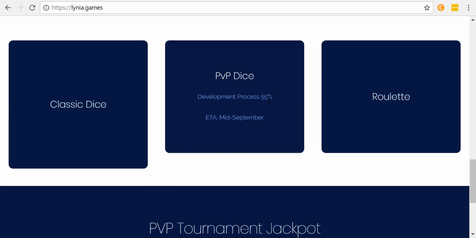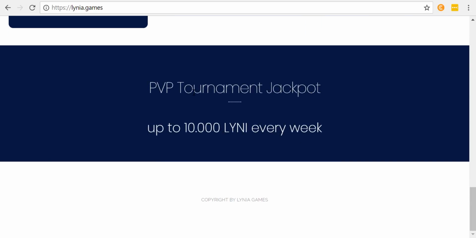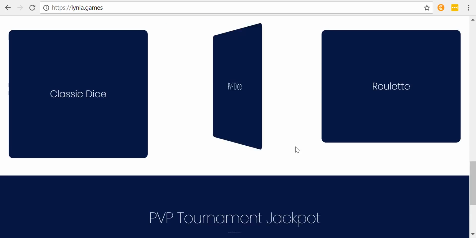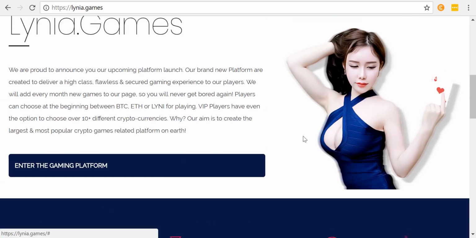They'll be talking about it in roulette, 5% complete. So they're taking a much more of a 10,000 Lynia player versus player jackpot. I guess that's coming from here. Again, this is more of a gambling approach. There's nothing innovative, and I think this is very short-sighted.